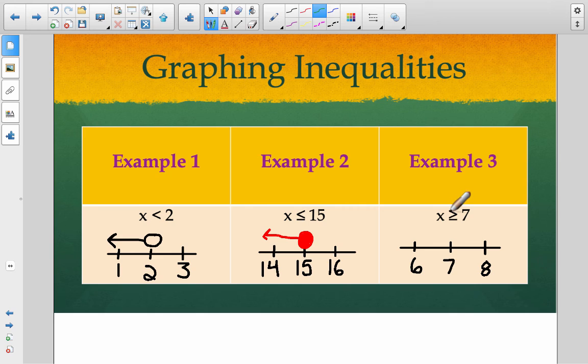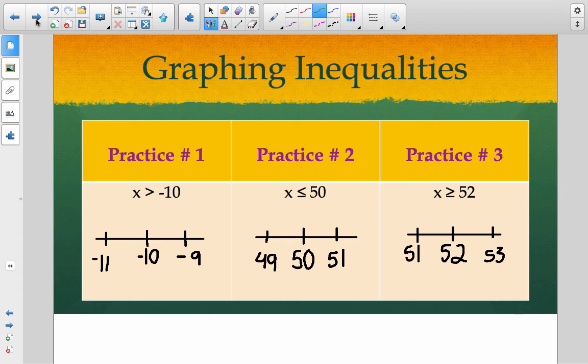This next one, example 3, x is greater than or equal to 7. So I'm going to draw a circle. Because it's equal to, I color the circle in. Greater than is the bigger numbers, those are to the right. I'm going to draw my arrow to the right.